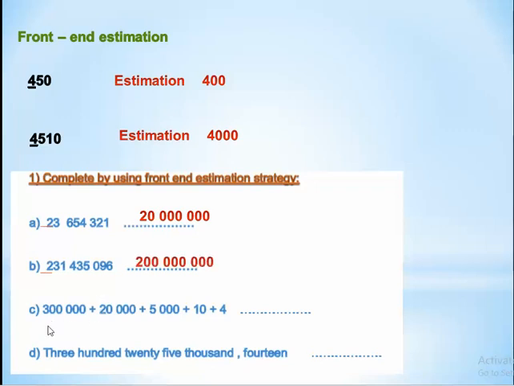Here we have 300,000, 20,000, 5,000, 10, and 4. The greatest one is 300,000, so the value here is 300,000. 325,014. We know that we have 300,000, so the value is 300,000.